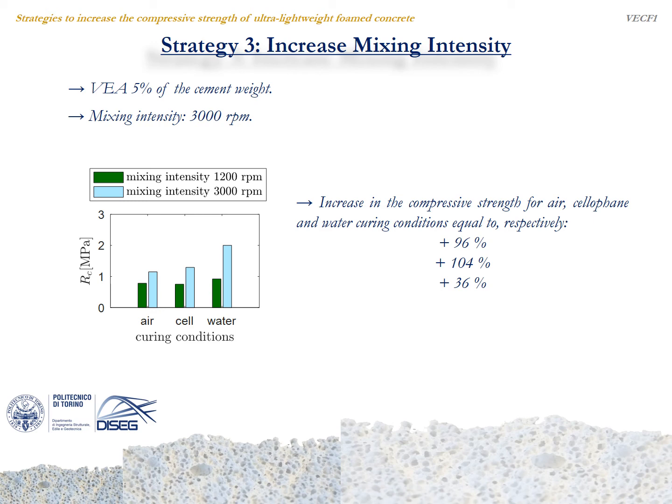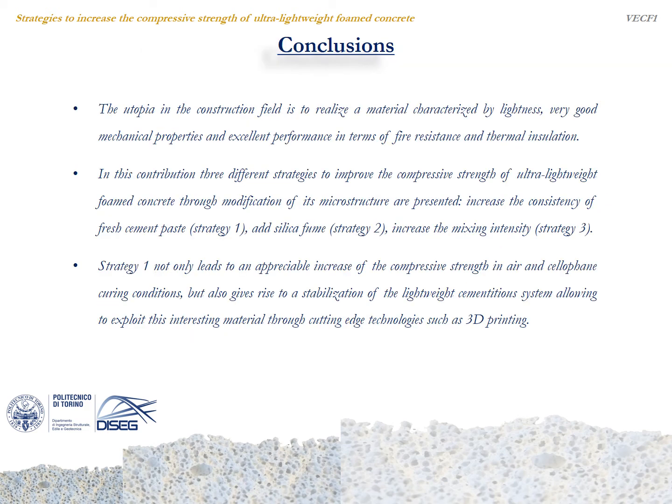Therefore, the increase of the mixing rotational speed represents a simple strategy to improve the compressive strength of ultra-lightweight foamed concrete without further mineral or chemical additions. In conclusion, the utopia in the construction field is to realize a material characterized by lightness, very good mechanical properties, and excellent performance in terms of fire resistance and thermal insulation.